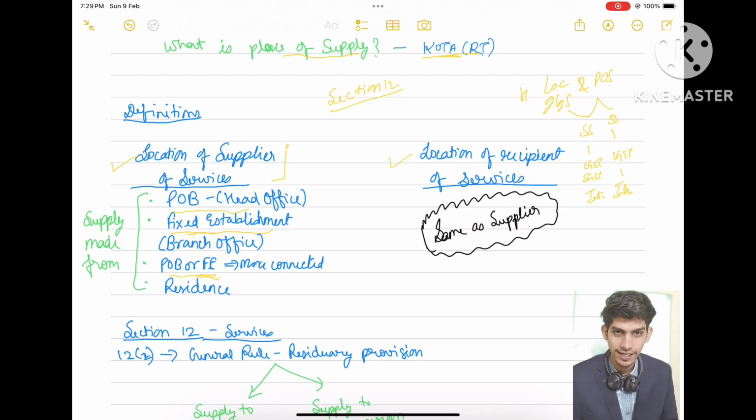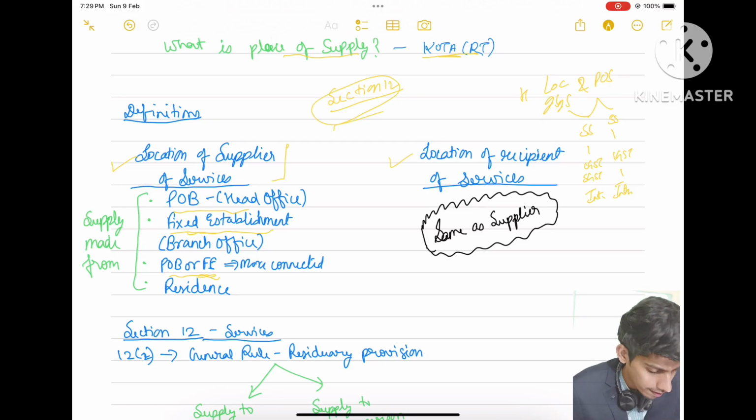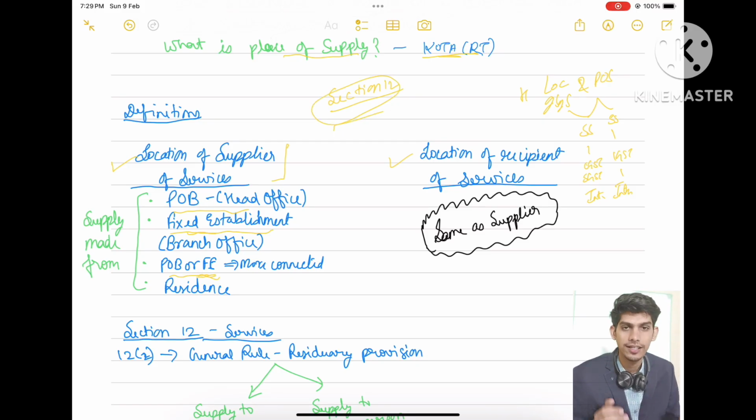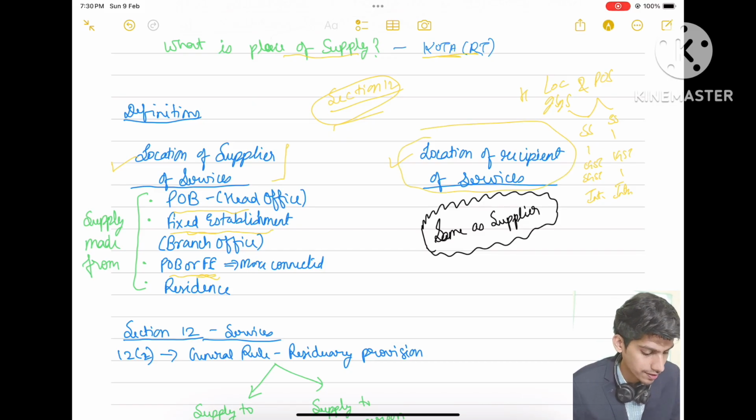So in the last part we discussed place of supply for goods, and in this part we'll be discussing place of supply for services. Before we go into the provisions of section 12, let's understand these definitions: location of supplier of services and location of recipient of services.